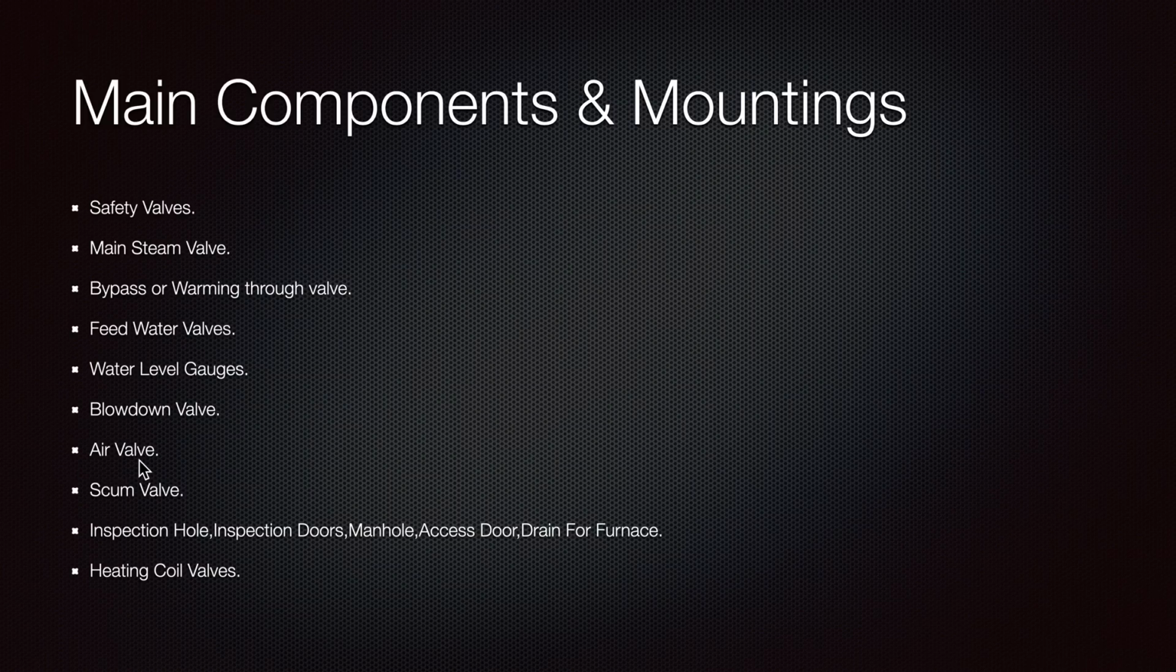Another very interesting thing is the main components and mountings. So what we have installed as components on the boiler. These can be safety valves which prevent overpressure. We have a main steam valve from where the steam flows out. We have the bypass valves or warming valve through the main steam valve to heat the line. We have feed water valves which feed our boiler with water.